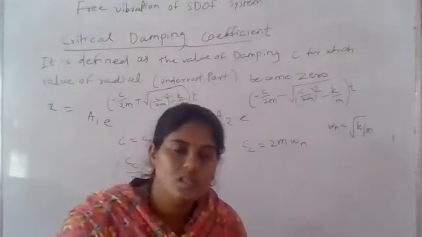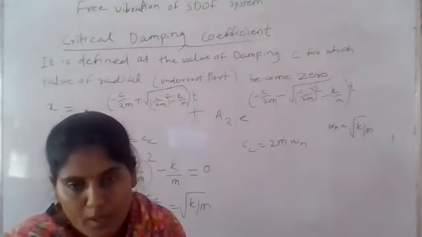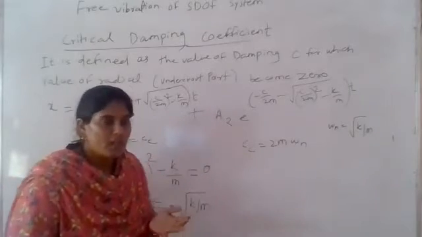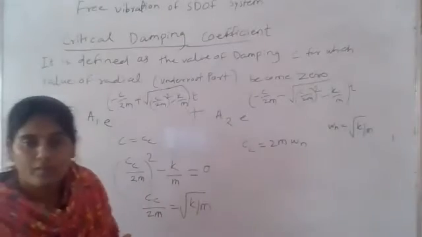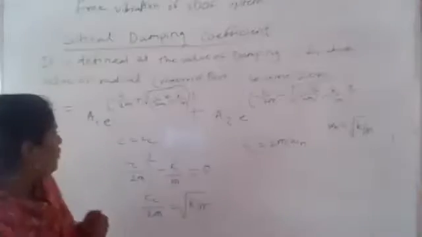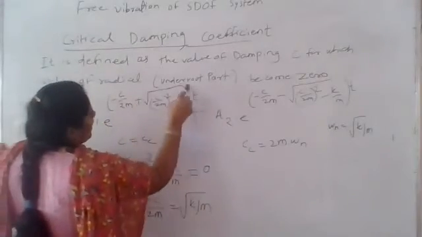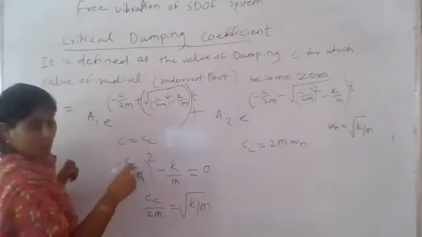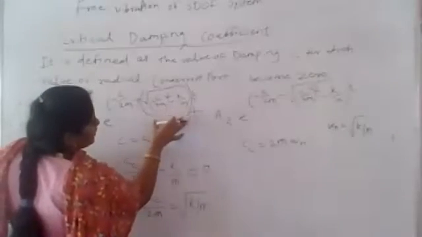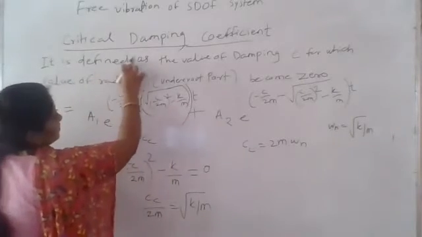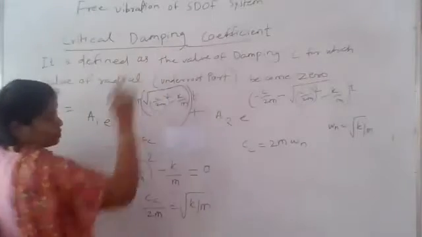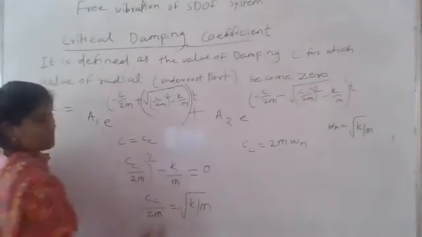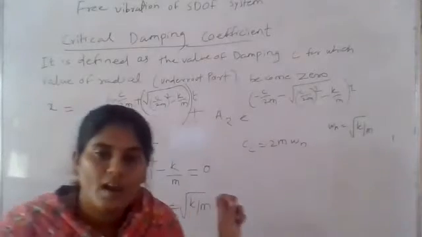When will C be equal to CC? C is the damping coefficient, and CC is the critical damping. When C is equal to CC, the under root part becomes 0. At that time, this damping is equal to the critical damping. You can write here C is equal to CC. When C is equal to CC, the under root part becomes 0.